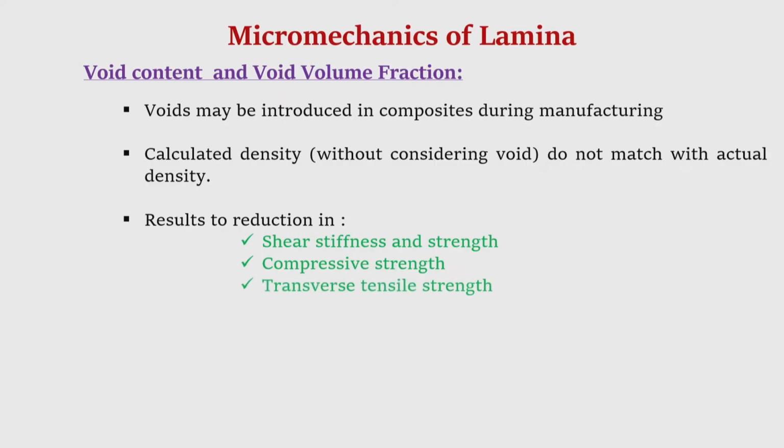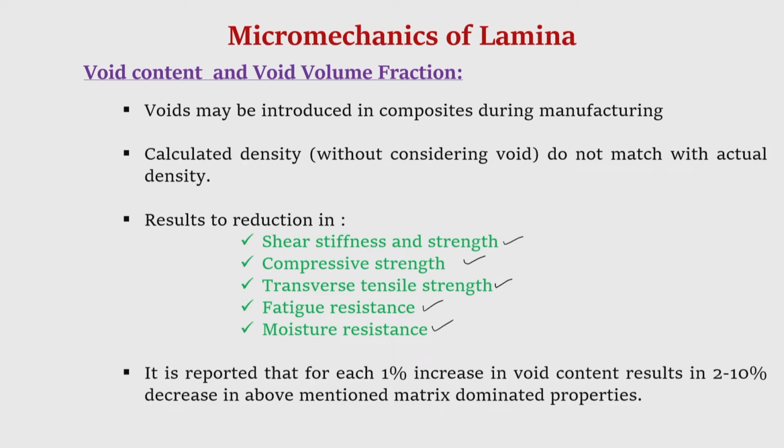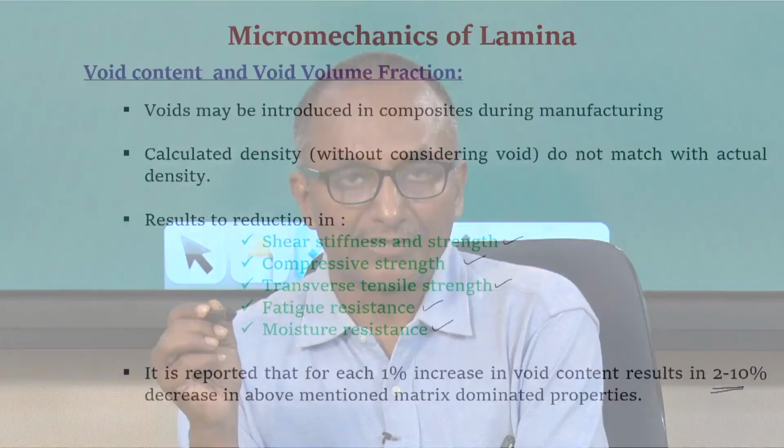And in addition to that, the presence of void results in degradation of some of the matrix dominated properties like shear stiffness and shear strength, compressive strength, transverse tensile strength, fatigue resistance and moisture resistance of the composites. Okay. And it is reported that for each 1% increase in the void content, the degradation of these matrix dominated properties varies between 2 to 10%. Therefore, if the void volume is not negligible, it should be taken into account in the micromechanical analysis of the composites.